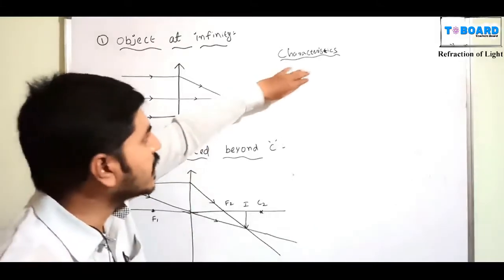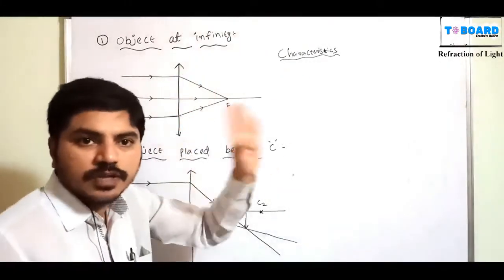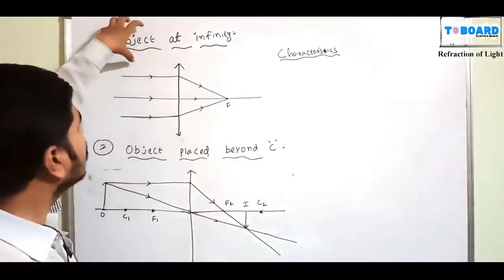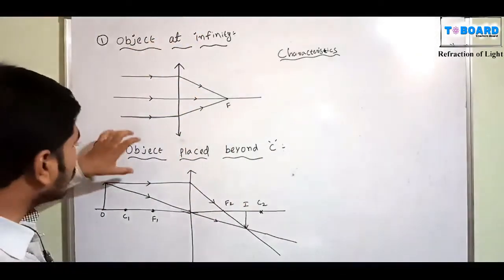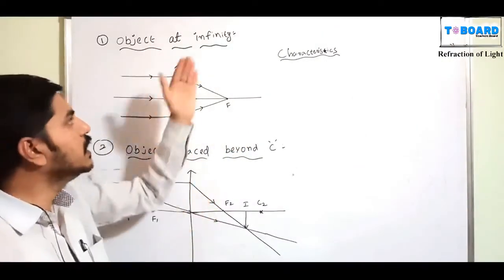So what are the characteristics of this particular image? Image characteristics are very, very important. This is actually a long question. The object at infinity and the object placed beyond C, there are two or three conditions. That is a long question.